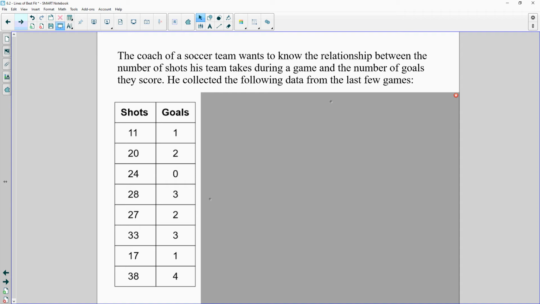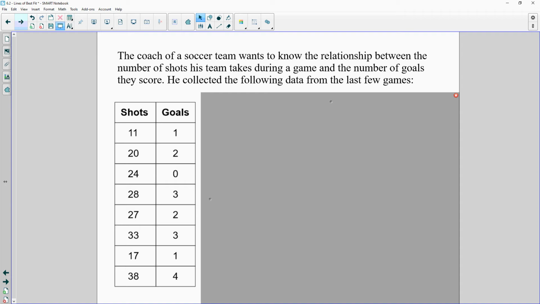Now, in a case like this, we can just ask ourselves, okay, does the number of shots we take in a game depend on the number of goals we score? Or does it make more sense that the number of goals we score depends on how many shots we take? And saying that out loud, it's fairly obvious that option number two is the correct one, where the number of goals is going to depend on how many shots we take.